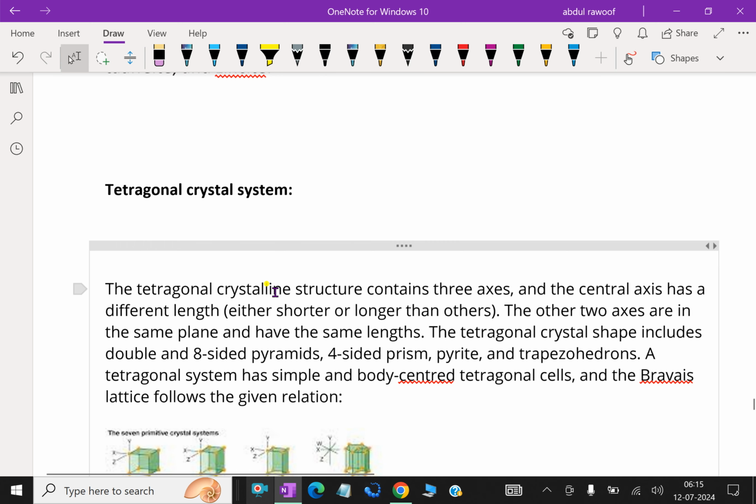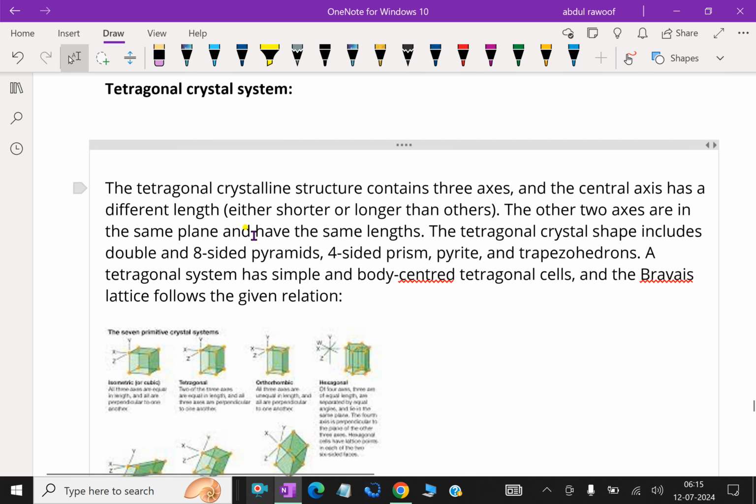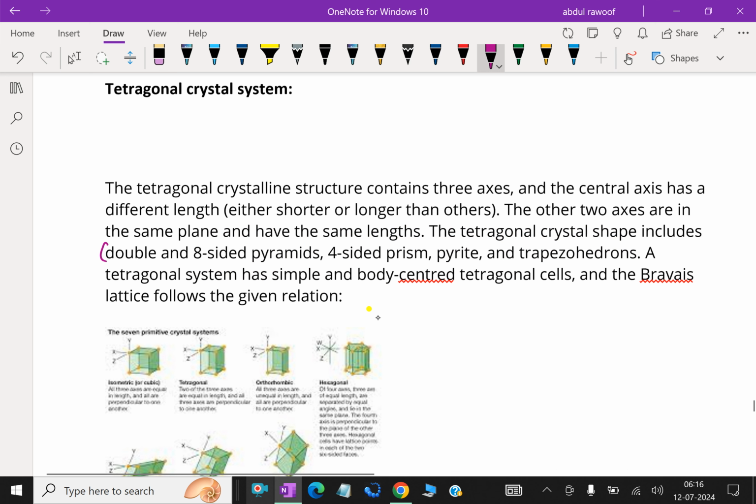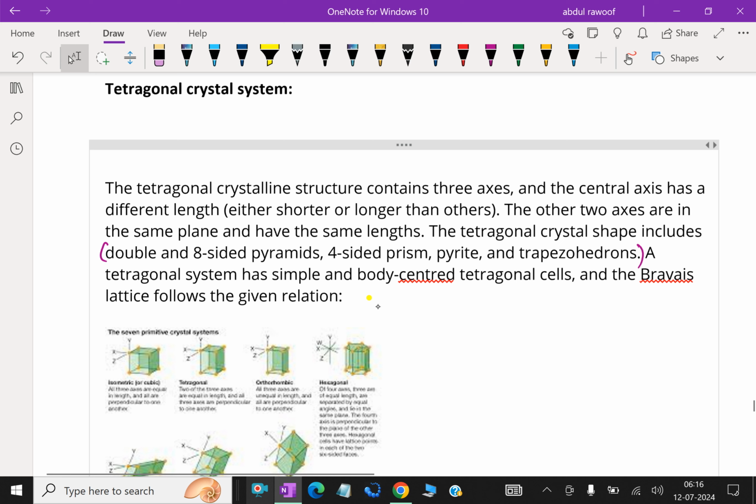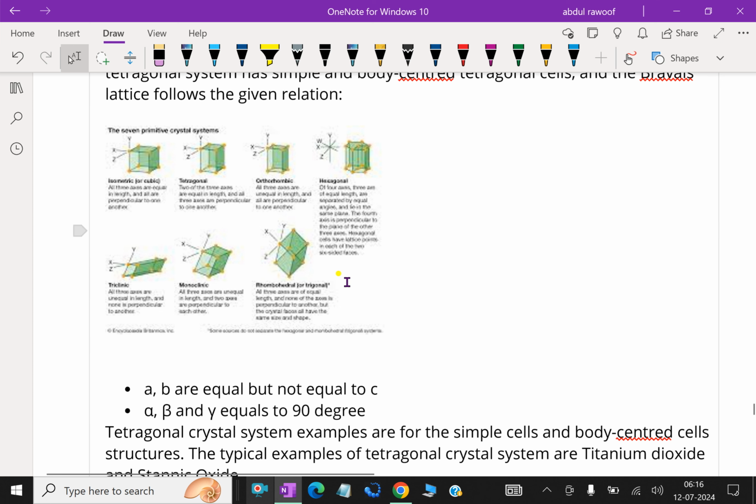Next one, tetragonal crystal system. The tetragonal crystal structure contains 3 axes and the central axis has a different length, either shorter or longer than the others. The other 2 axes are in the same plane and have the same length. The tetragonal crystal shape includes double and 8-sided pyramids, 4-sided prisms, pyrite and trapezohedrons. The tetragonal system has simple and body-centered tetragonal cells, and the Bravais lattice follows the given relation.